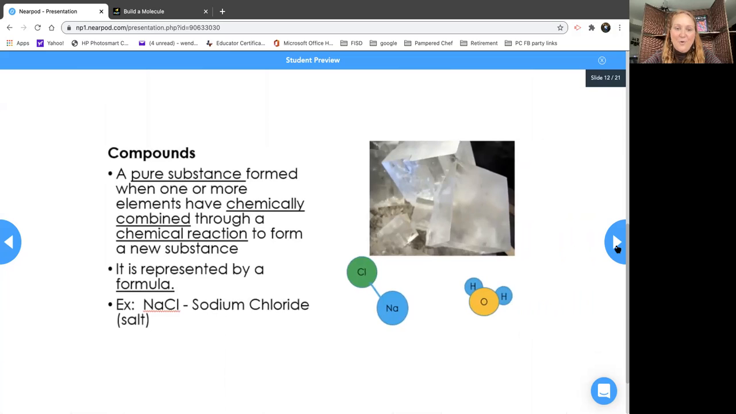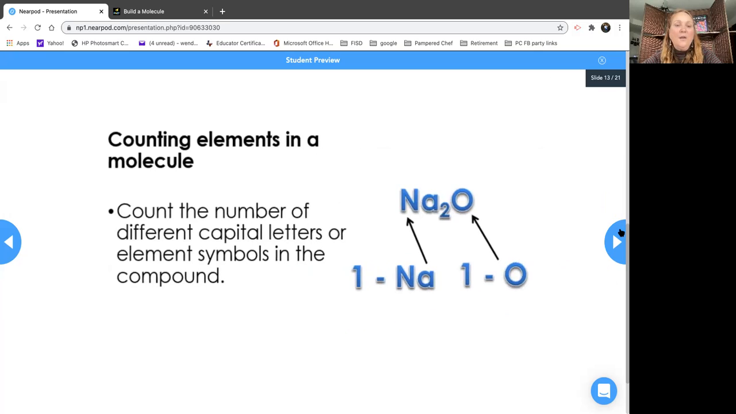A compound is a pure substance formed when 1 or more elements have chemically combined through a chemical reaction to form a new substance. It is represented by a formula. NaCl is an example of a compound, sodium chloride. You have your sodium and you have your chlorine, and they combine to make sodium chloride, which is table salt. And again, you have your 2 hydrogen and your oxygen to have water.